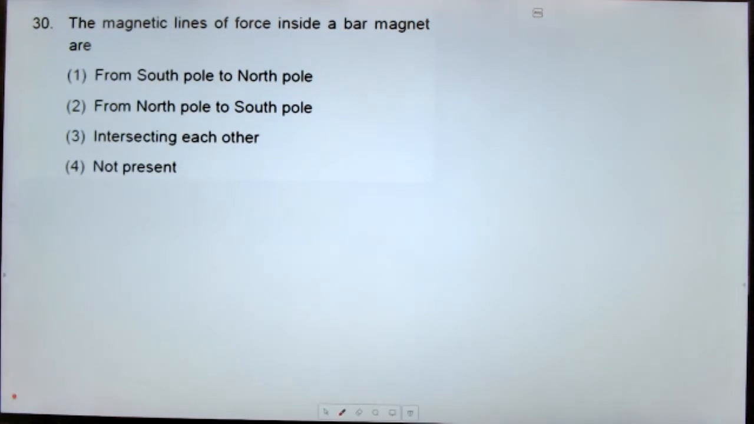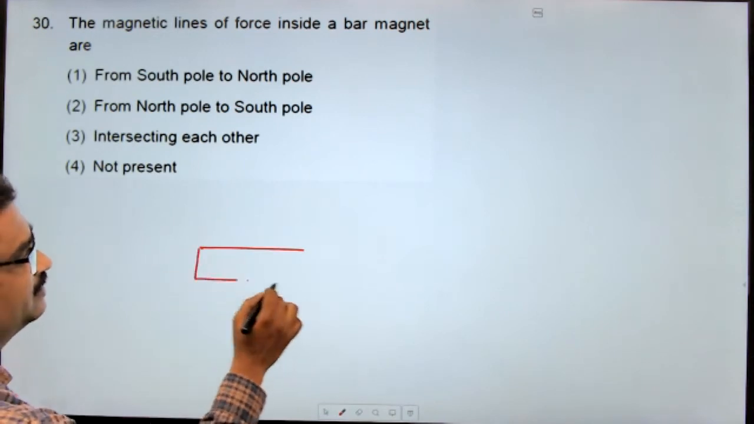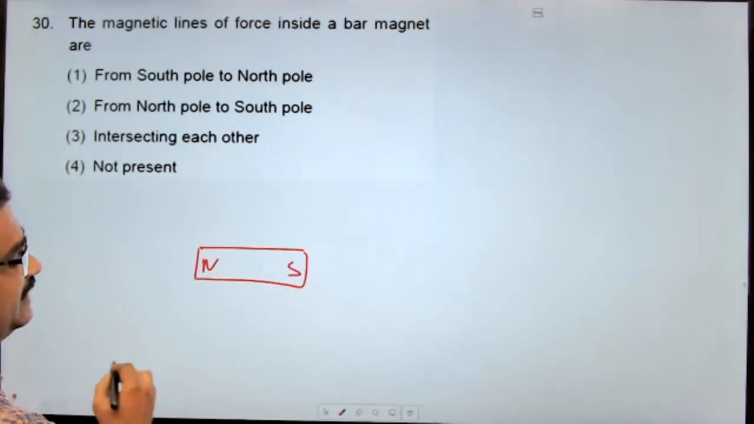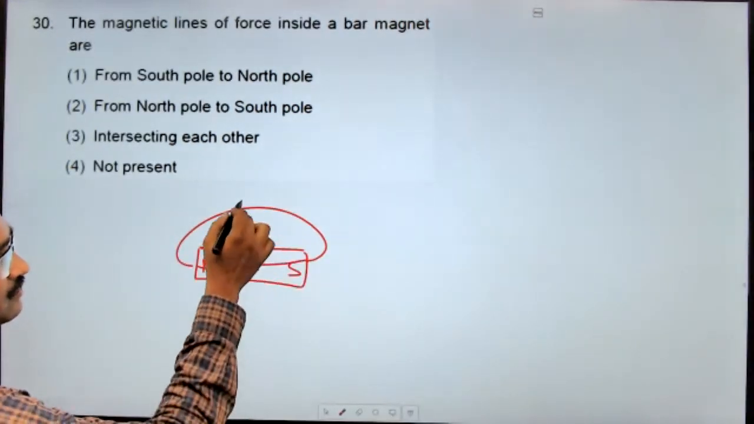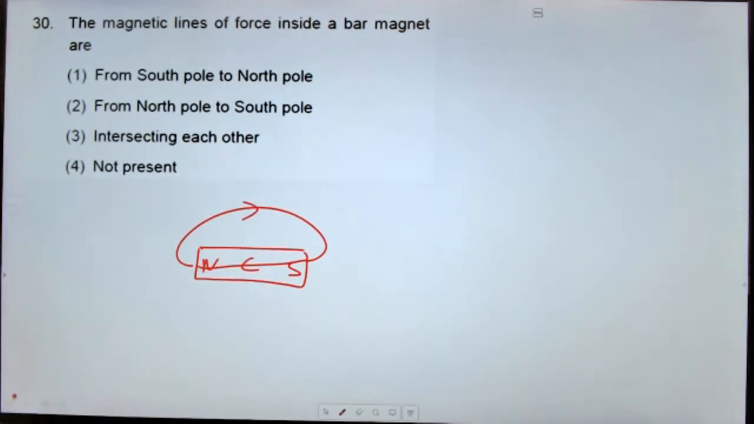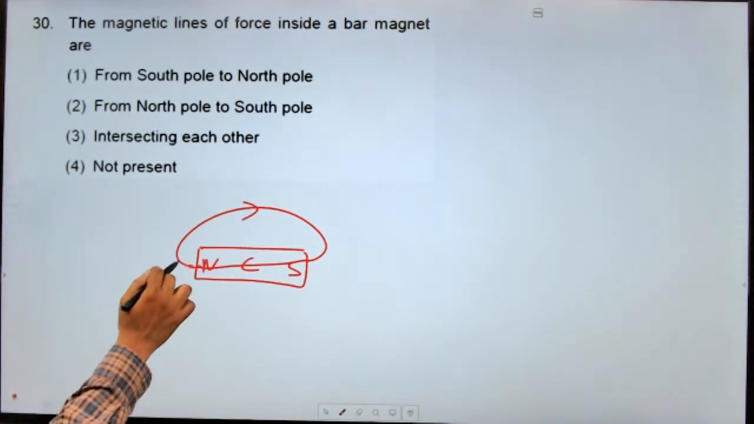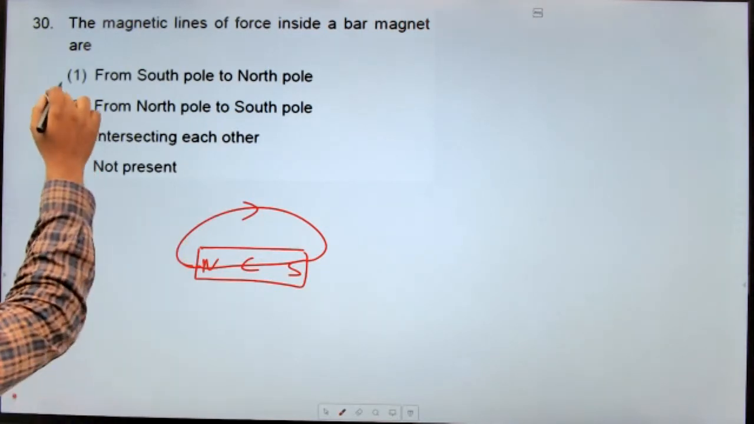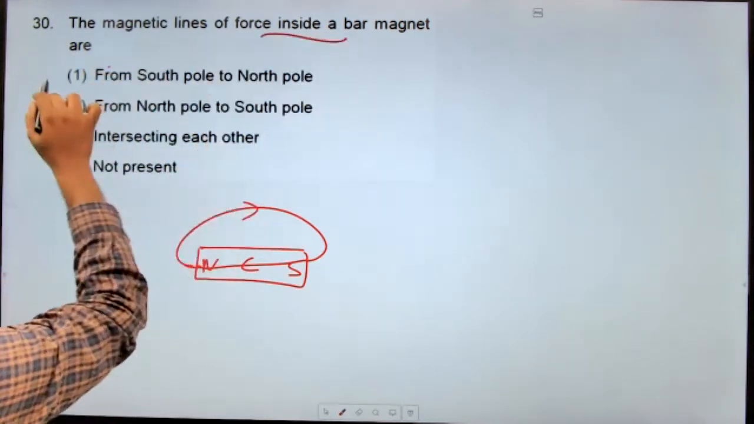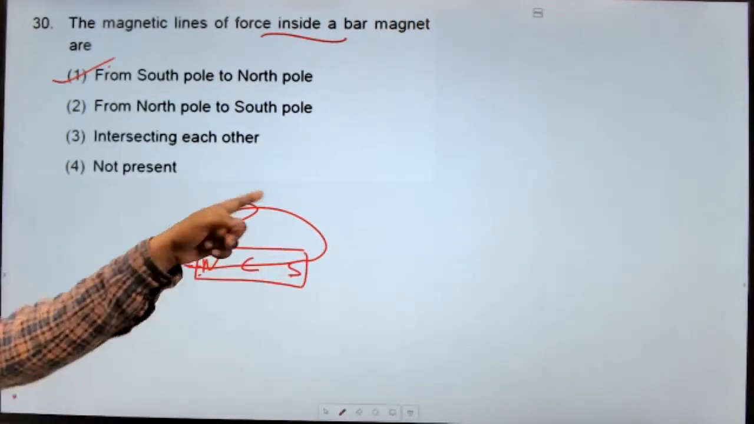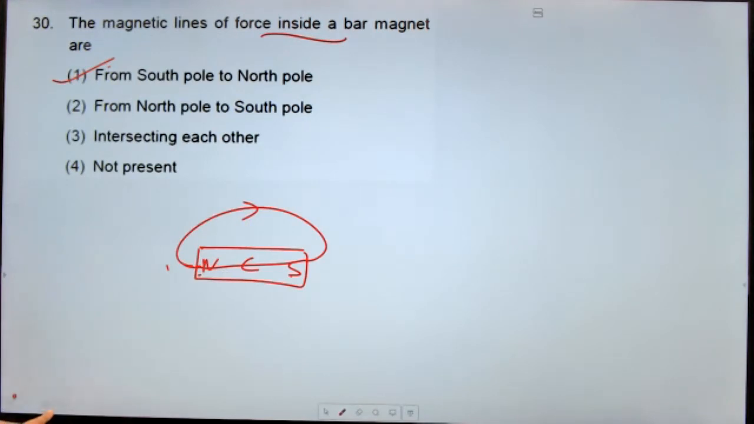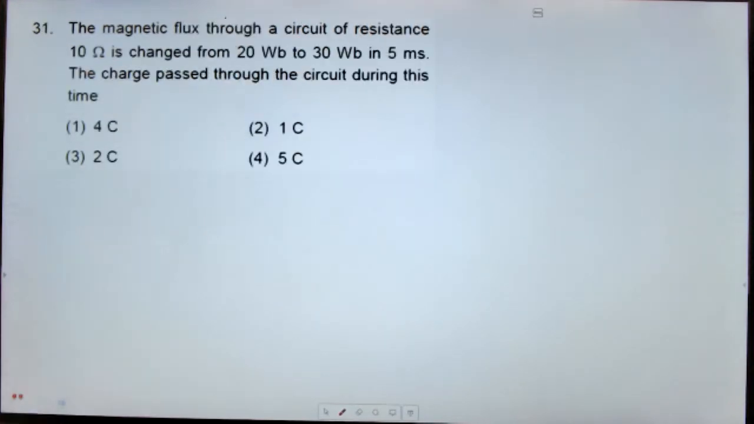Next one. Magnetic lines of force inside the bar magnet. So for a bar magnet, what is the direction of magnetic field line? North to south is outside the bar magnet, but inside it is from south to north. So he is asking about inside the bar magnet, so from south to north. Inside is from south to north. Outside is from north to south. For any bar magnet, that is valid.